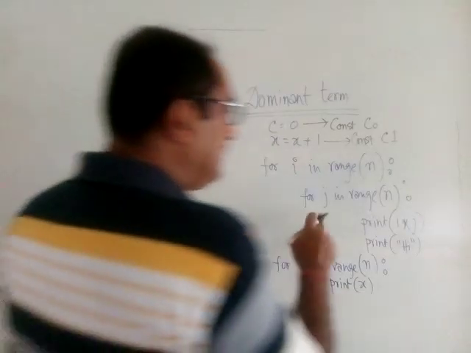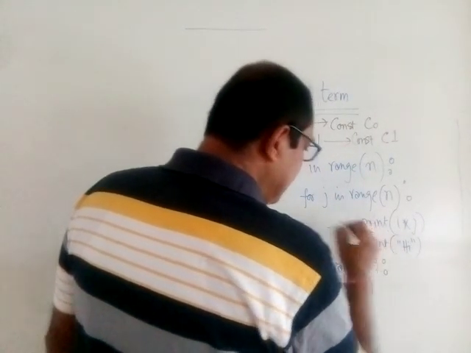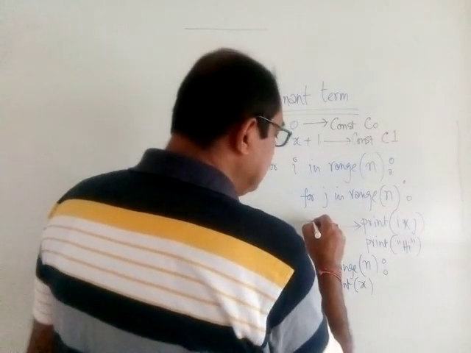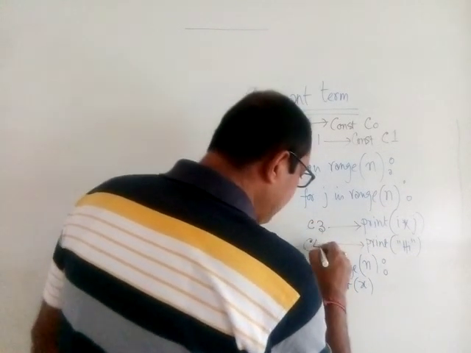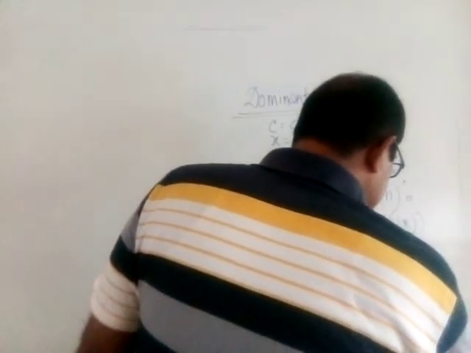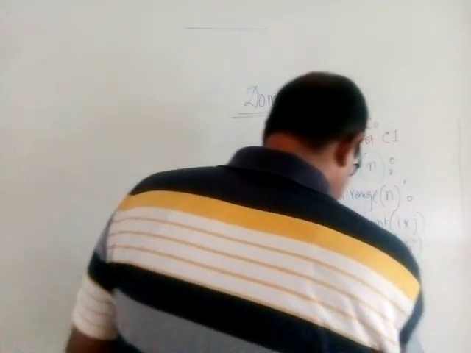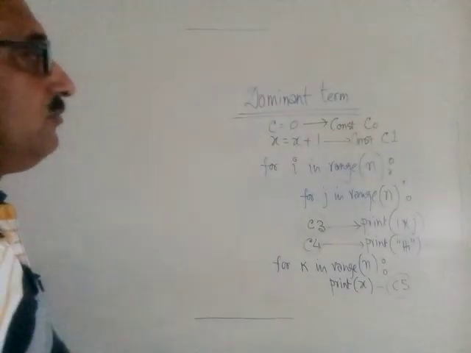Fine. Now you can easily make out, here we have two statements. Imagine this particular statement takes C3 amount of time, and say this one takes C4 amount of time. And this particular statement takes C5 amount of time. I'm just writing it short. So what did we finally get? If I now start computing, what did I get?